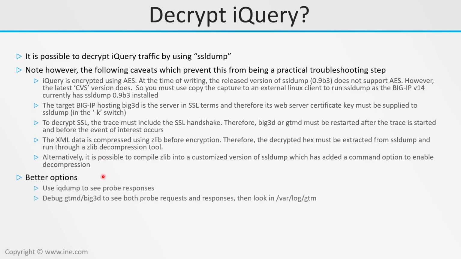So the better option for clients in general, or partners, is to use iqdump to see the probe responses, and then if you want to see both the probe requests and responses, you can debug gtmd and big3d, and then look at /var/log/gtm. I think this is far better than going through the above steps for decrypting iQuery traffic. It's obviously a lot faster to do this latter option, but you may run into a case where you may need to look into decrypting iQuery for a specific reason. So I wanted to give you these steps.